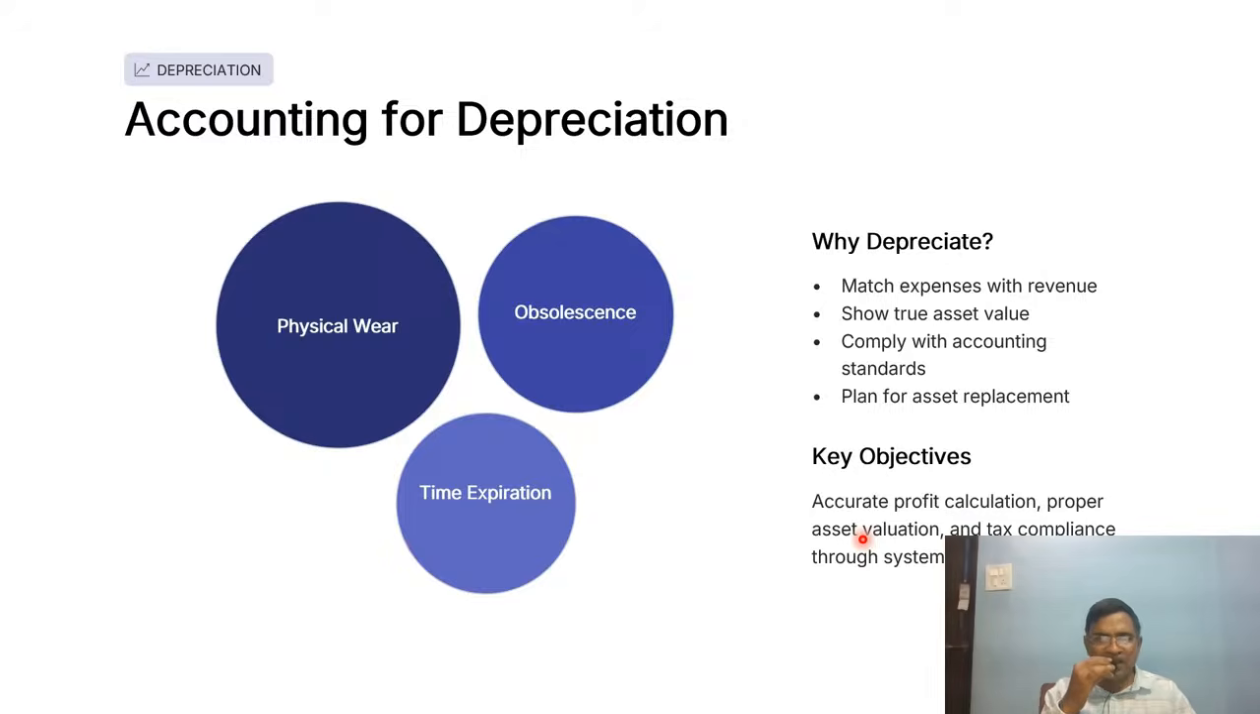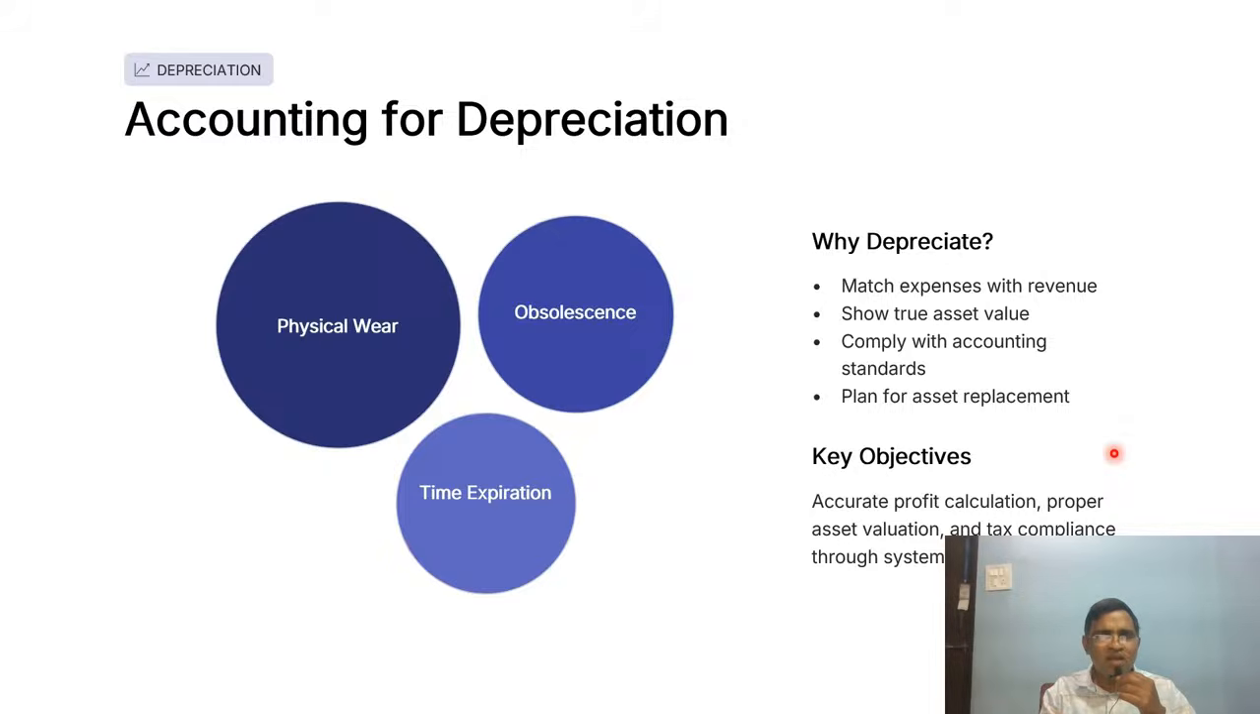Some of the machineries will get depreciated, the value will decrease. So why depreciate? To match expenses with the revenue, so it shows the true asset value. Then as per the accounting standard, the depreciation has to be maintained. In order to replace the asset, we make the asset depreciate. So why does it happen? By using the car or machinery, you get some damage, wear and tear. Then obsolescence, after some time the technology is going to be outdated. Sometimes it is expiration. So these are the things.